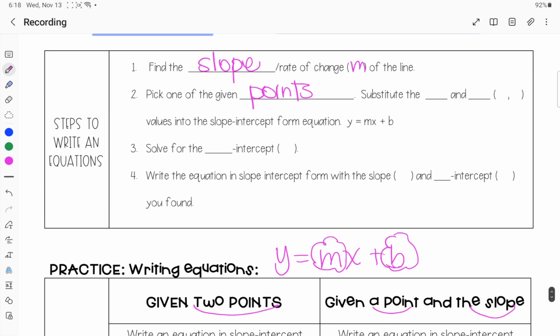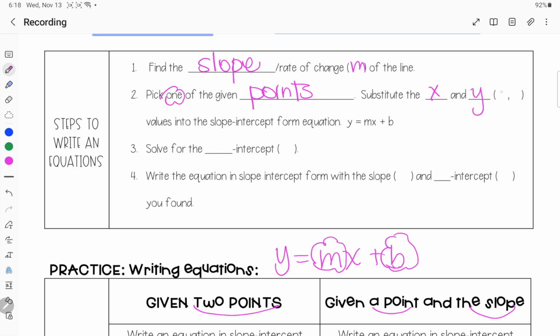Step 2, once you've found your slope, you're going to pick one of the given points. I only need one of them. And we're going to substitute the x and the y from that point. So remember, every ordered pair has an x, every ordered pair has a y. So we're going to substitute the x and y from the ordered pair into our equation here. So we're going to be replacing our y and our x. We're going to plug in our y here and our x here, and we also found our m right here. So the only thing that's unknown at this point will be the letter b, or our y-intercept.